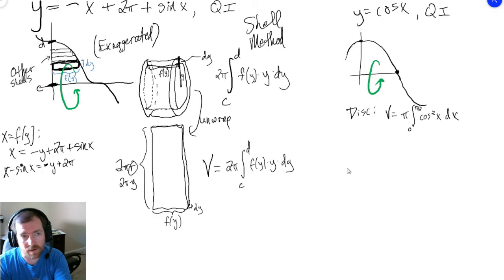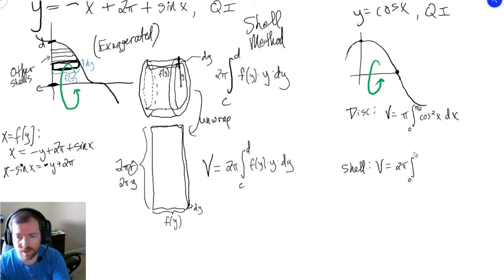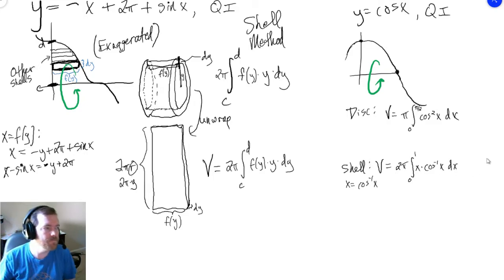Whereas in the shell, we end up with volume is 2 pi times the integral from, here we have 0 to 1 in the y direction, of, and this is going to be x equals arc cosine of x. So this is going to be x arc cosine x dx. Again, not particularly nice, but it works.